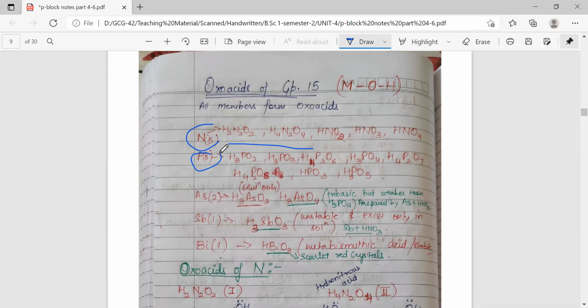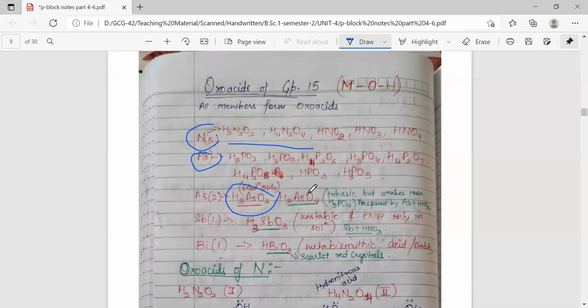The oxo acids of arsenic are quite unstable. They are not much stable. H3AsO3 exists in solution form, and H3AsO4 is a tribasic acid but weaker than phosphoric acid. This is prepared by the reaction of arsenic with HNO3, which is nitric acid. That is, nitric acid is made to react with arsenic, and it will give us the corresponding arsenic acid. For antimony, we have H3SbO3, which is again unstable and exists only in solution form. It is prepared from the reaction of antimony with nitric acid.